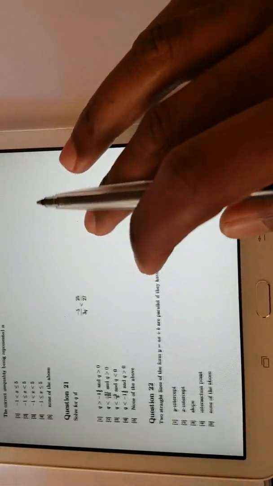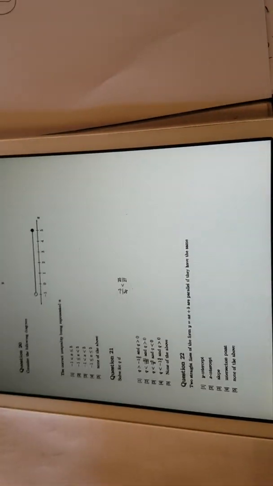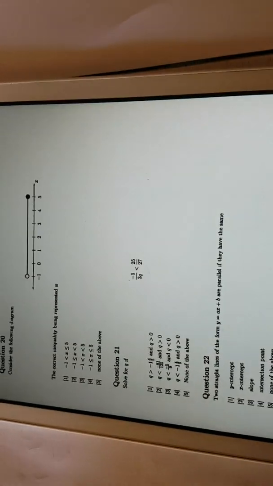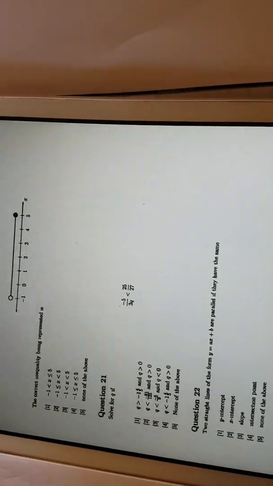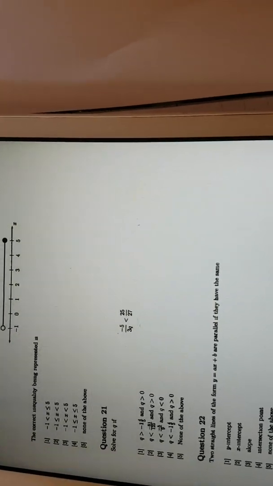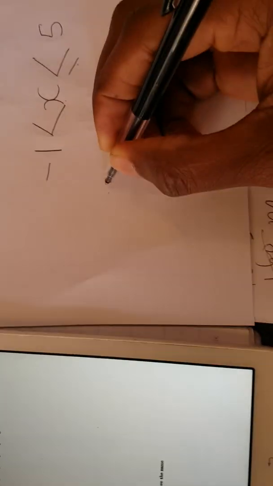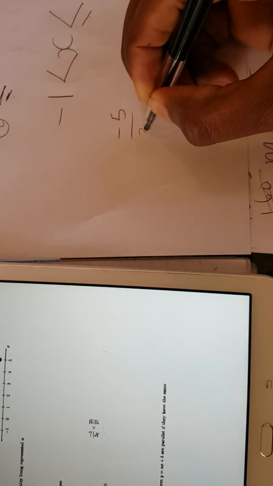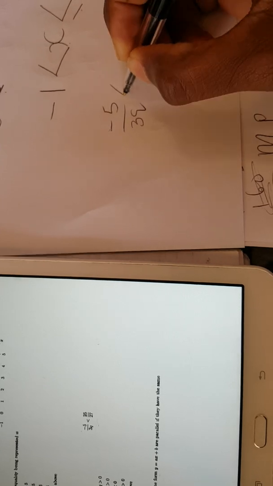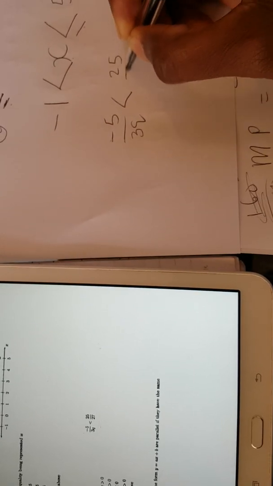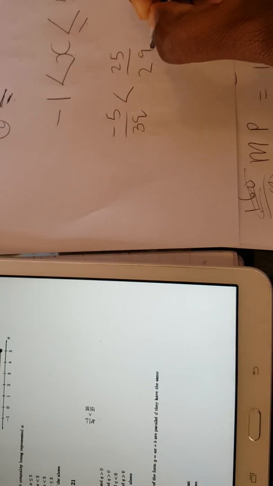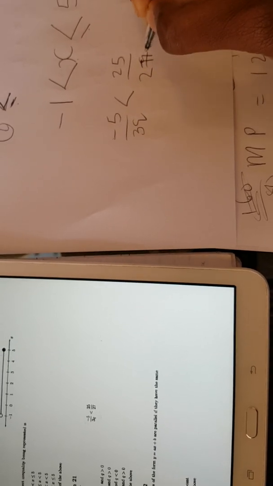Okay, let's move to question number 21. Question number 21 is about inequalities. We need to solve the inequality here. So basically we are given -5 over 3q less than 25 over 27.